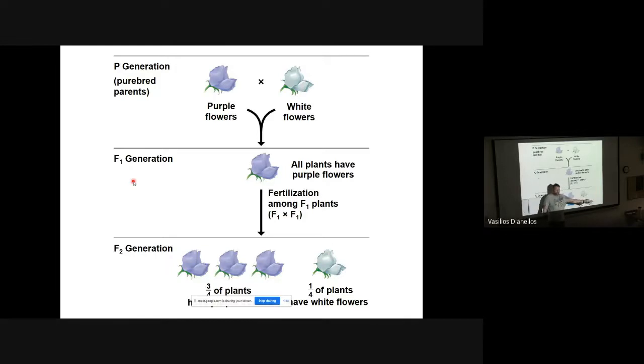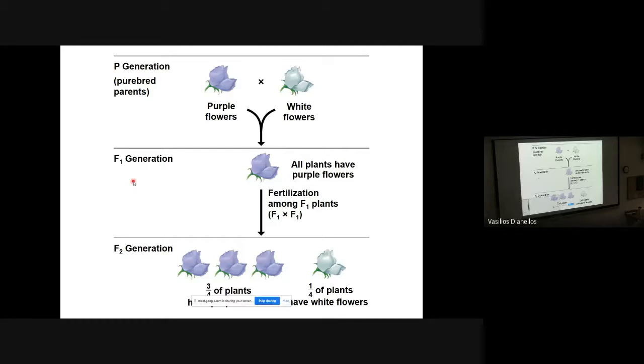The white flower showed back up with the grandkids, if you will, right? If those are the original, you've got the original, then you've got the kids, then you've got the grandkids, so to speak. So no, the factor for the white flower was not lost. Not only that, but he also noticed that it came up in a very predictable ratio, which was 3-to-1.